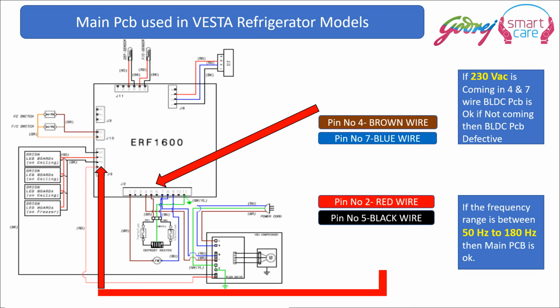In the main PCB, in that big connector that I showed of 11 pins, pin number 4 and pin number 7, brown and blue wire, 230 volt AC will be coming for the BLDC from the BLDC PCB, and then pin number 2 and pin number 5 will give the main voltages, that is phase and neutral.